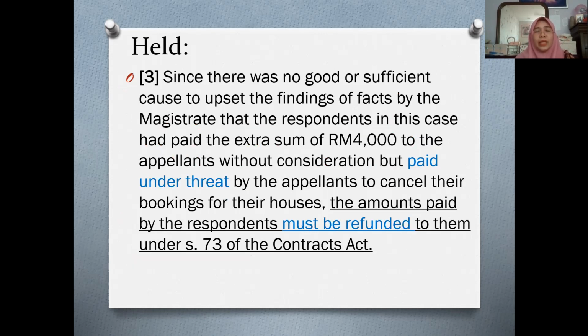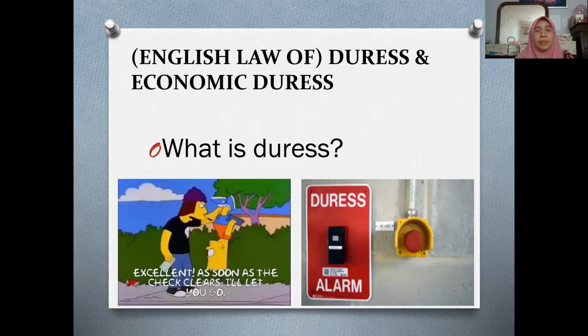So the court finally ordered that the amounts paid by the respondent, the house buyer, must be refunded, because section 73 made it clear. It relates to remedy actually, in relation to the act of coercion under section 73 of the Contracts Act. You can read the actual provisions later.